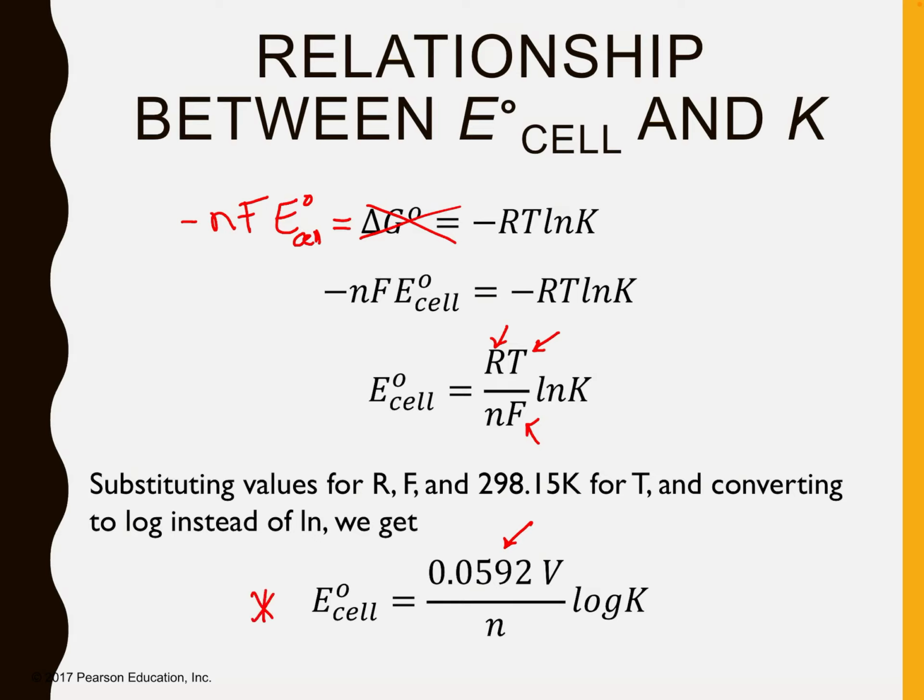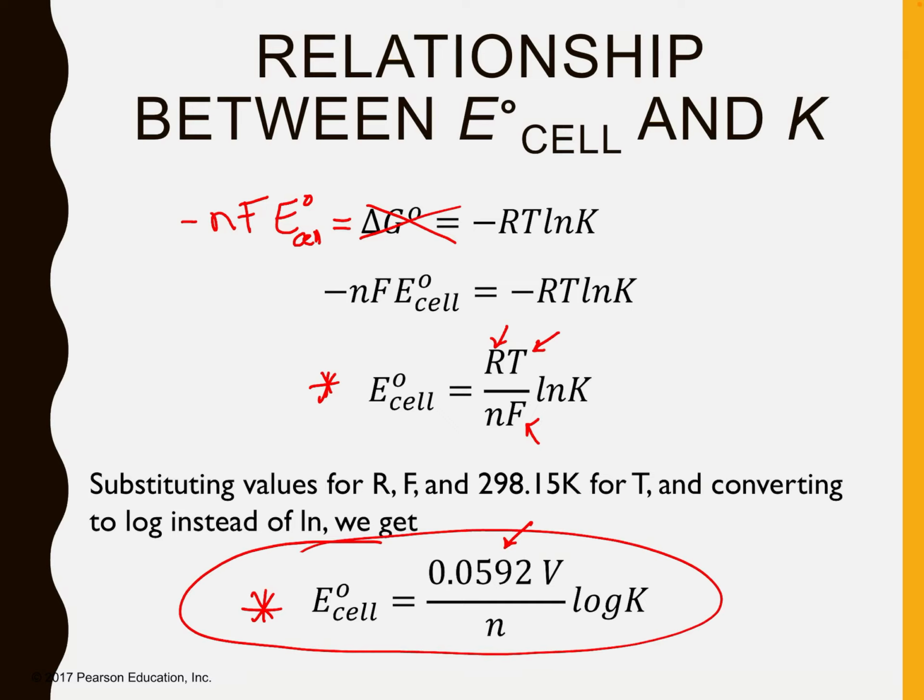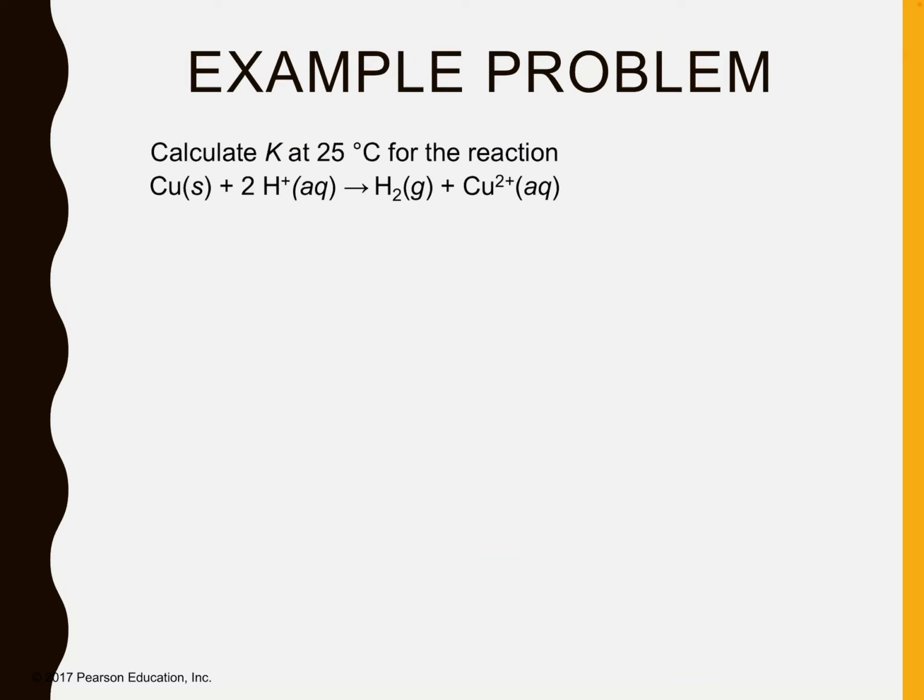So at standard conditions, we can use E naught of the cell is equal to 0.0592 volts over n times log K, which is easier to use. But if you're ever at a different temperature, then you're going to need to use this one. 99% of the time in this class, this will be the equation that you use.